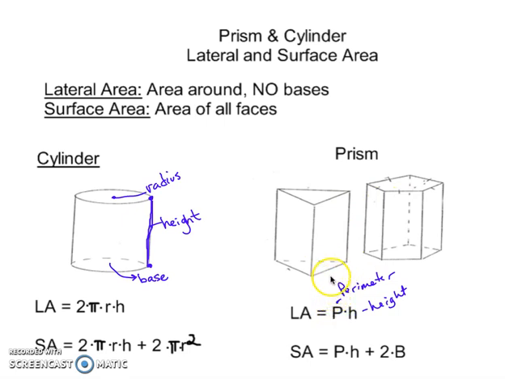Surface area is the perimeter times height again. The perimeter is just the perimeter of the base times the height of the figure, plus 2 times capital B, which stands for the area of the base. So this capital B is the area of the base. Make sure you add this onto your notes too, that the capital B is the area of your base.